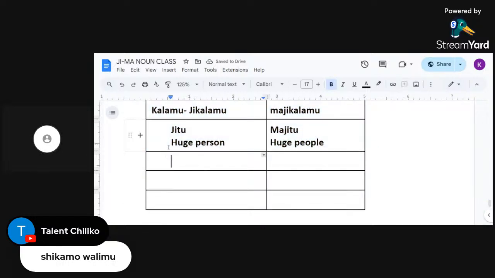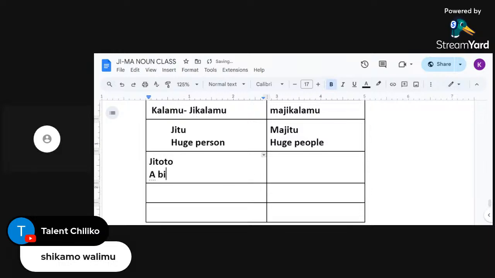We have here mtoto. You write the plural for this word. Jitoto, a big child. How do we say big children?